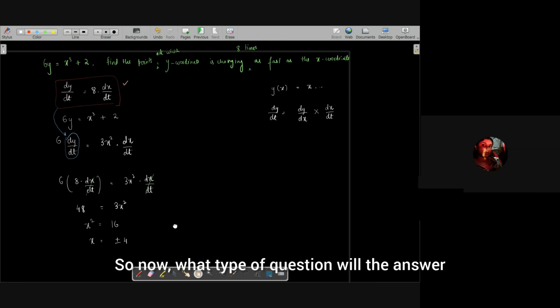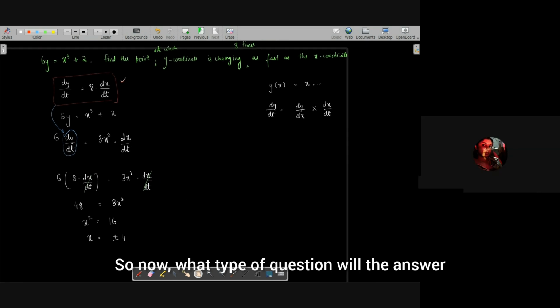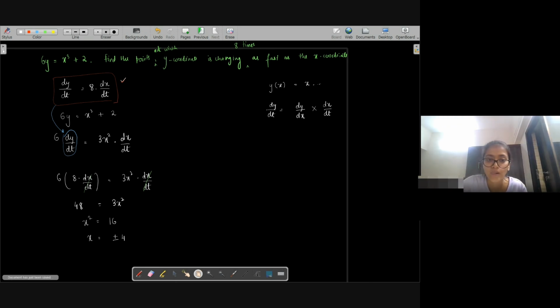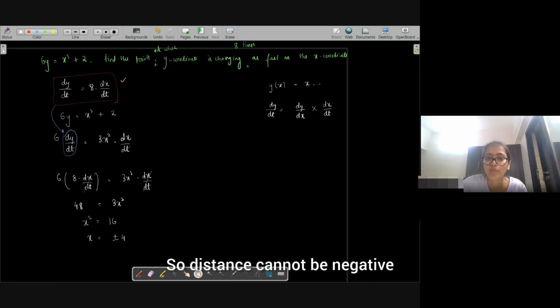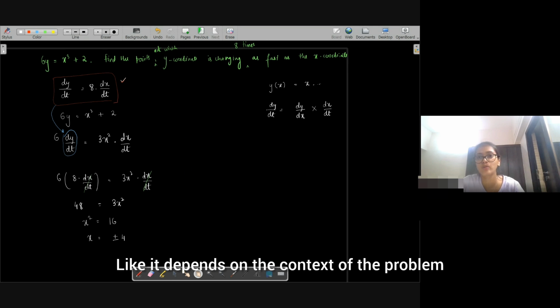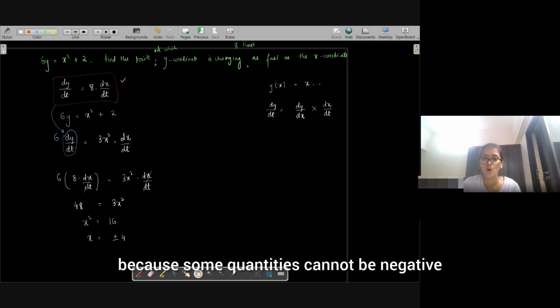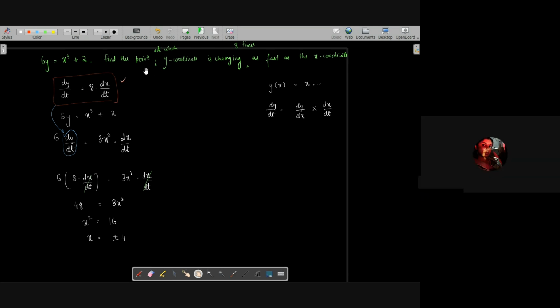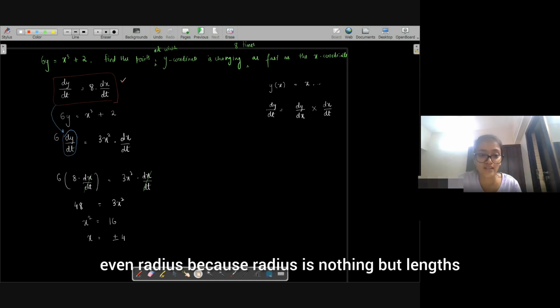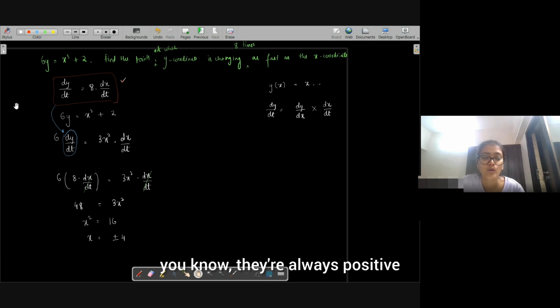So what type of question will the answer only be equal to 4 and not negative 4? In questions where, for example, you're trying to find distance. Distance cannot be negative, so in that case, we ignore the negative solution. It depends on the context of the problem because some quantities cannot be negative. One example is distance. Even radius, because radius is nothing but lengths, any type of lengths, they're always positive.